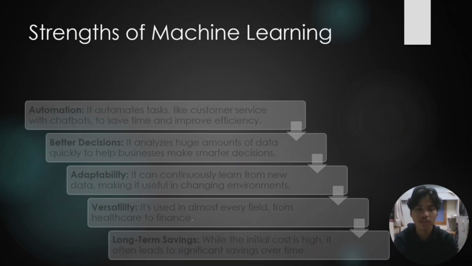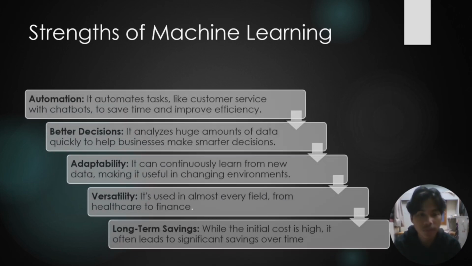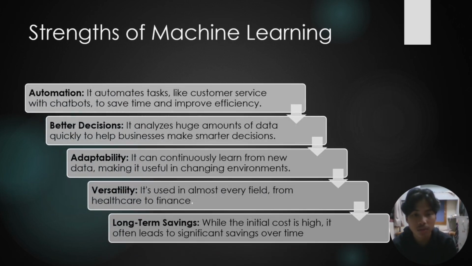Strengths of machine learning. There are 5 strengths. First, automation. It automates tasks like customer service with chatbots to save time and improve efficiency. Second, better decisions. It analyzes huge amounts of data quickly to help businesses make smarter decisions.